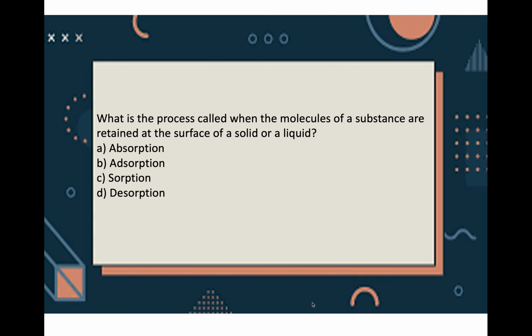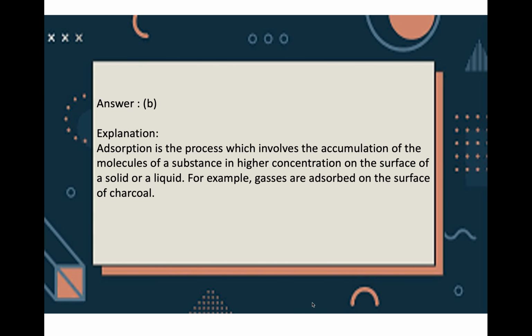Now, next question. What is the process called when the molecules of a substance are retained at the surface of a solid or liquid? A. Absorption, B. Adsorption, C. Sorption and D. Desorption. So, the answer is option B. Adsorption is a process that involves accumulation of molecules of a substance in higher concentration on a liquid or solid surface. Example, gases are adsorbed on the surface of charcoal.